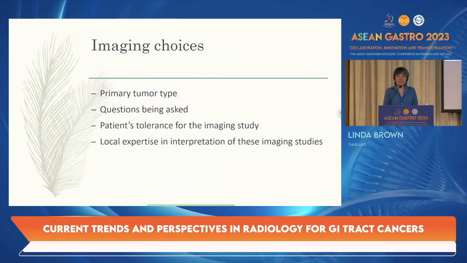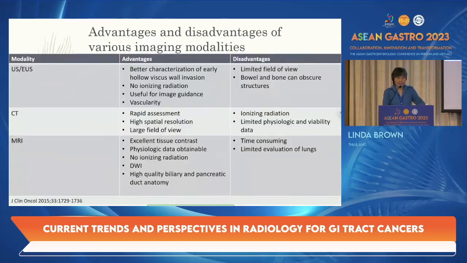In terms of imaging choices, what kind of imaging you want to choose depends on the primary tumor type, the questions being asked, and the patient's tolerance for the imaging study. For example, if the patients cannot stay still for a long time, MRI probably is not a good choice. It also depends on local expertise in your institution. And this is the slide showing the advantages and disadvantages of various imaging modalities.